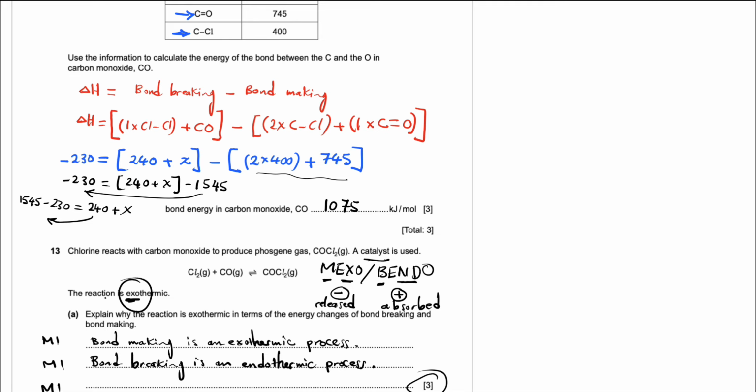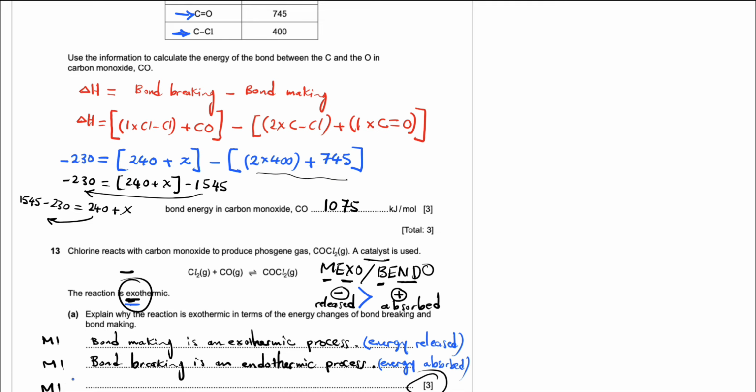If you have an exothermic overall reaction, it means overall you have negative. So which one will win from these two parts? Is it the negative or positive part? Since overall is negative, it means the negative part, which is mexo, is going to be greater. So remember, once again, energy is released in making bonds, and energy is absorbed in breaking bonds. And in that specific question, since the reaction is exothermic, the negative mexo part is greater than the positive bendo part.